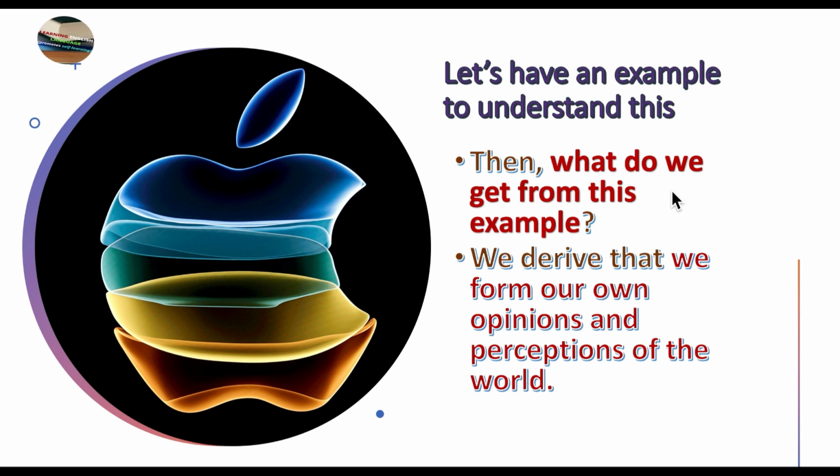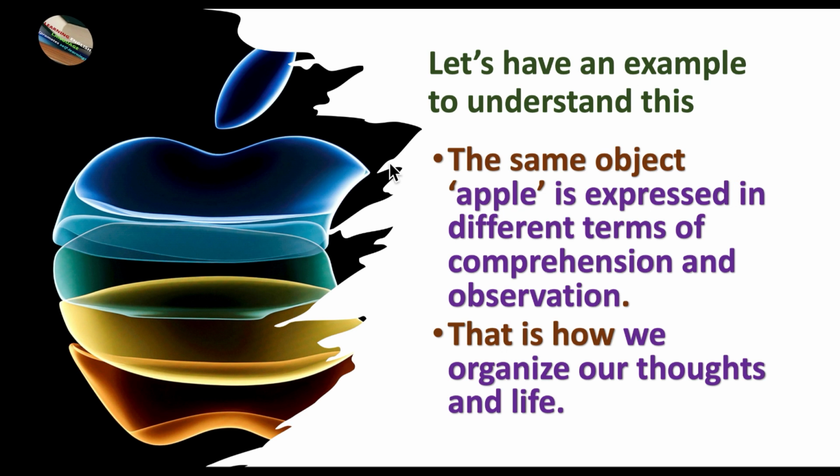Then what do we get from this example? We derive that we form our own opinions and perceptions of the world. The same object, apple, is expressed in different terms of comprehension and observation. That is how we organize our thoughts and life.